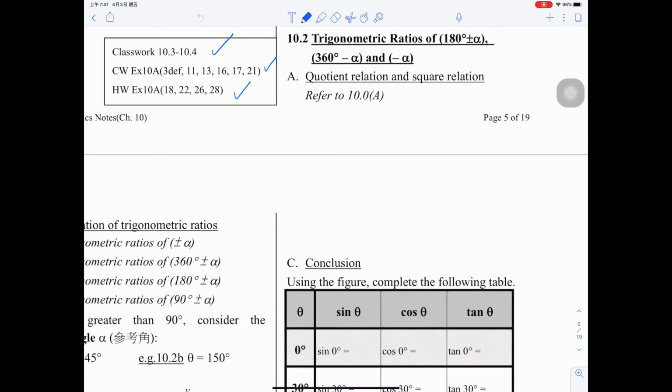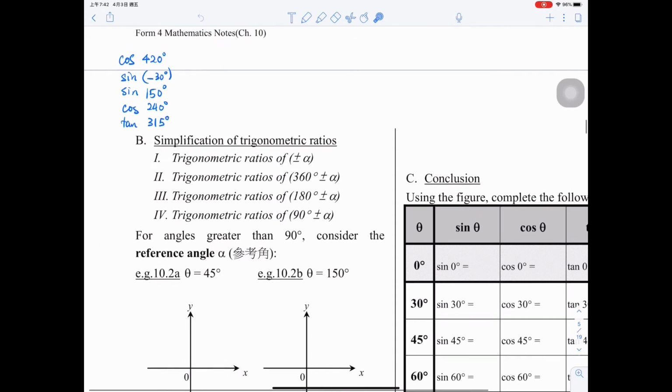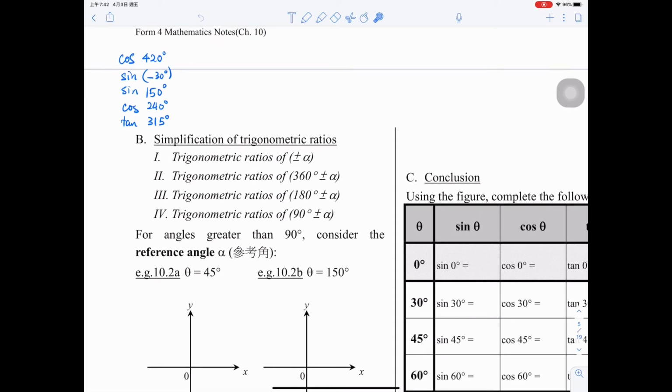10.2 Trigonometric ratios of 180 degrees plus or minus alpha, 360 degrees minus alpha, and negative alpha. In this session, we have quotient relations and square relations. Please refer to the notes 10.a and let's see how to simplify the trigonometric ratios.